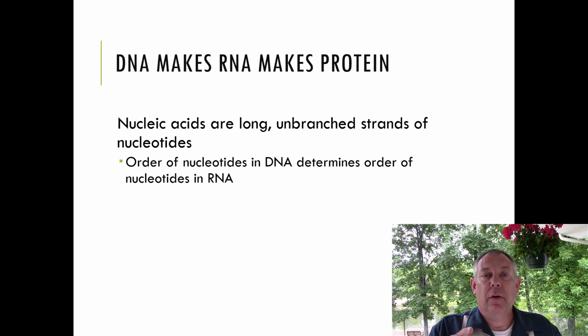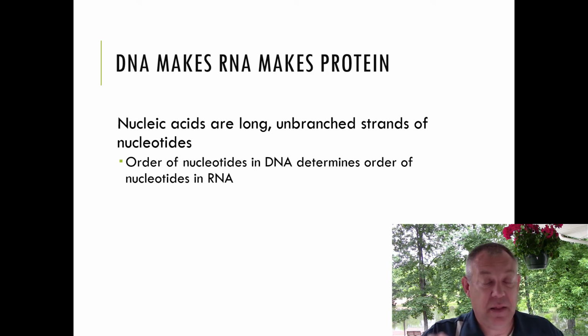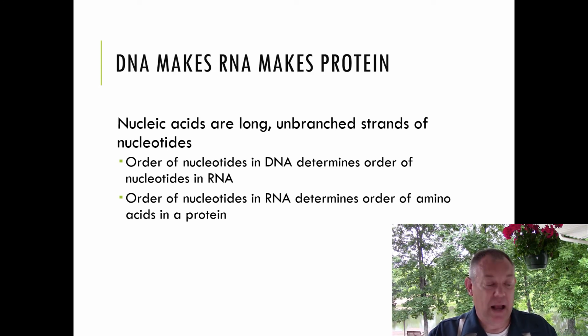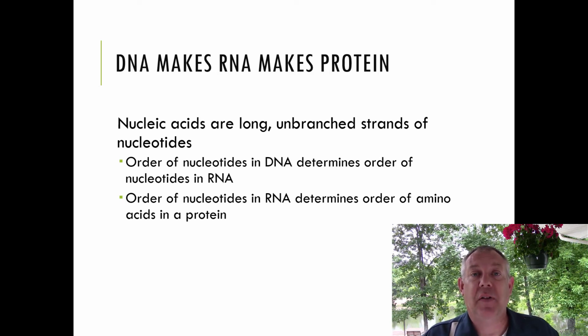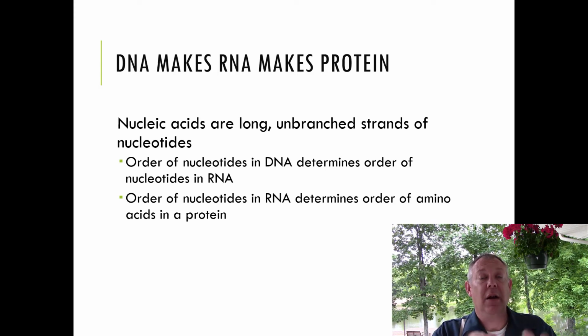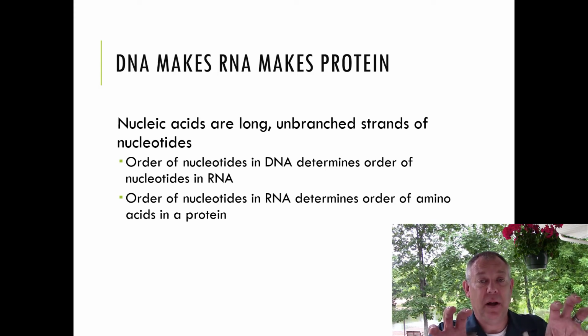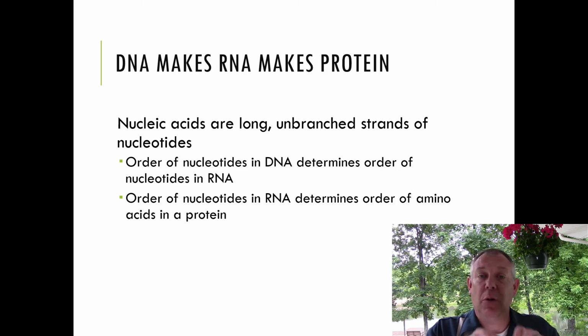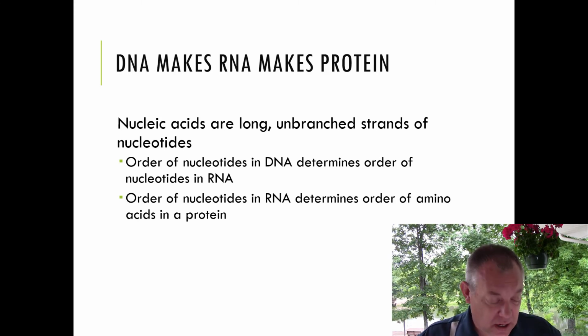The order of nucleotides in the DNA determines the order of nucleotides in the RNA. The order of nucleotides in the RNA determines the order of amino acids in a protein. And so that's why we say DNA makes RNA makes protein. So it all starts with the DNA. Whatever order those nucleotides are in determines the order of the nucleotides for the RNA, which determines the order of the amino acids in the final protein.